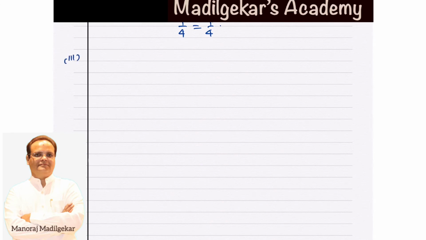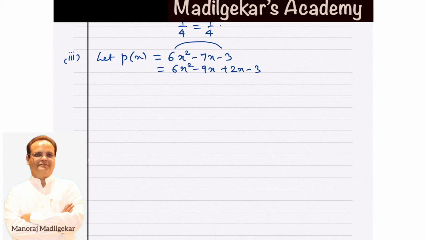Third, let P of x be 6x square minus 7x minus 3. Factors of 18, yes, 9 and 2. So 6x square minus 9x plus 2x minus 3. From the first two terms, you can take 3x common, that is 2x minus 3, plus 1 into bracket 2x minus 3, that is 2x minus 3 into 3x plus 1.